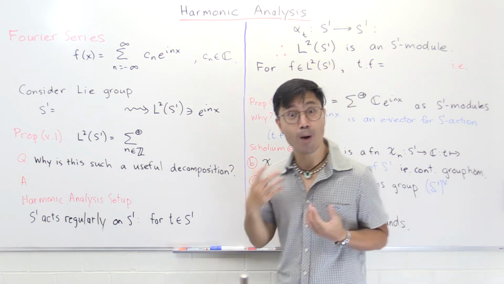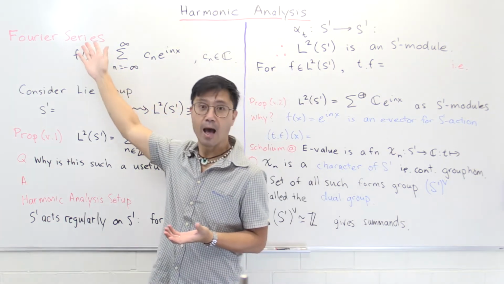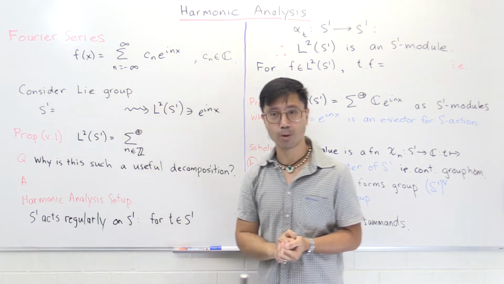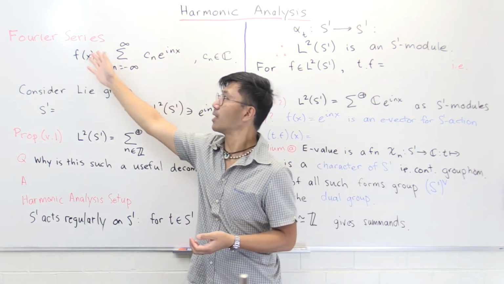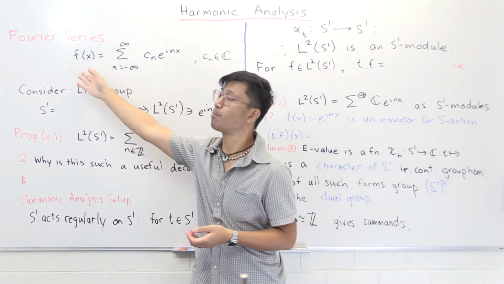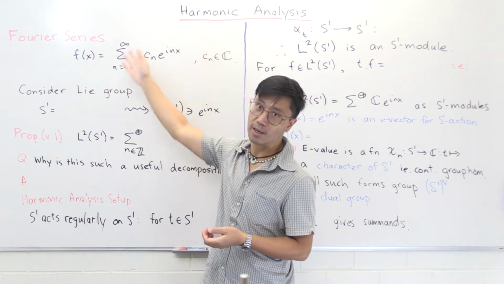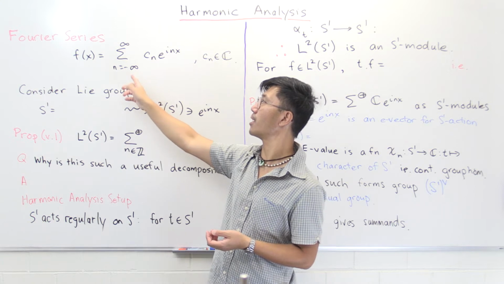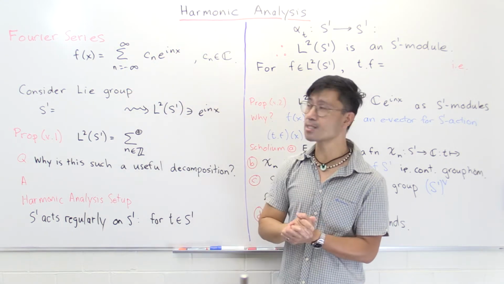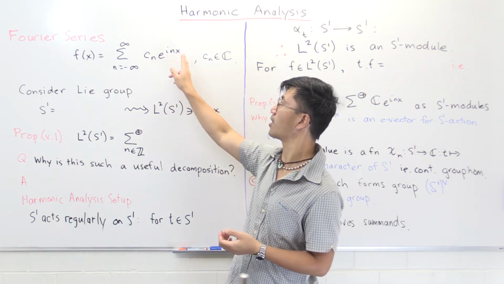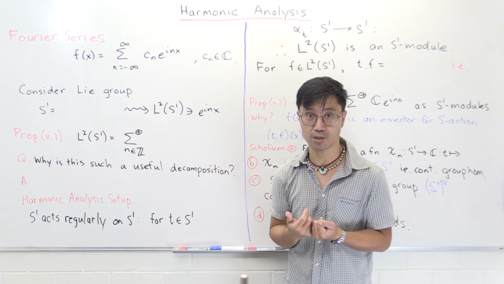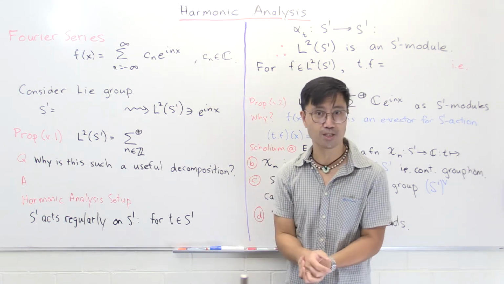Okay, so let's start by reminding ourselves what Fourier series are. Here we want to look at a function f of a complex variable x, and we can expand a periodic function like this with period 2 pi in a form like this. It's a sum from n equals minus infinity to infinity of Cn e to the i n x, where the n's range over the integers, and these Cn are complex coefficients. That's something that you should have seen before.